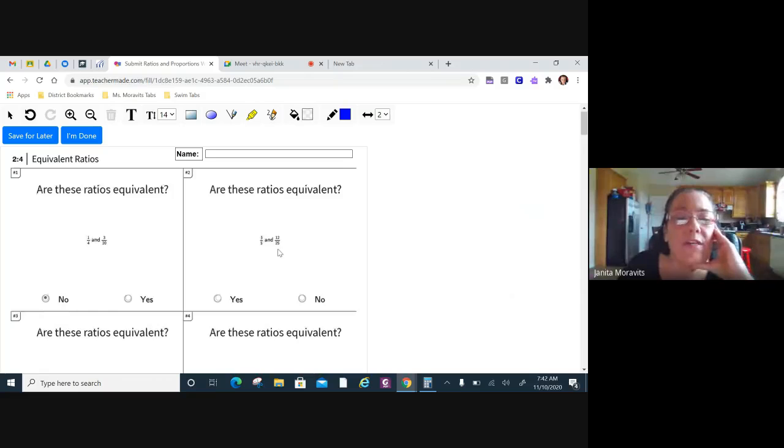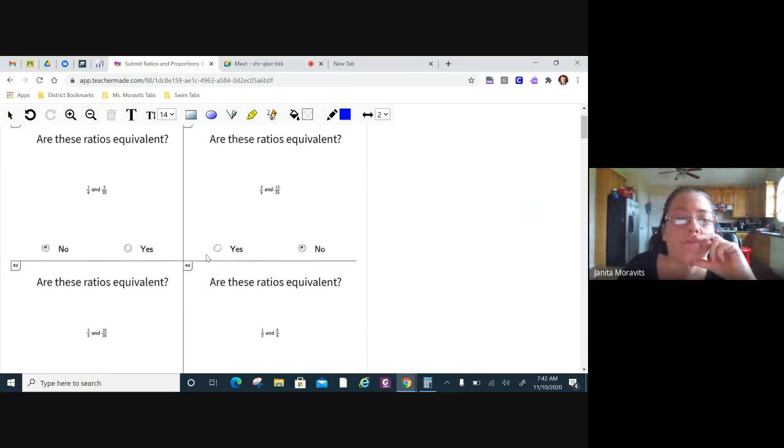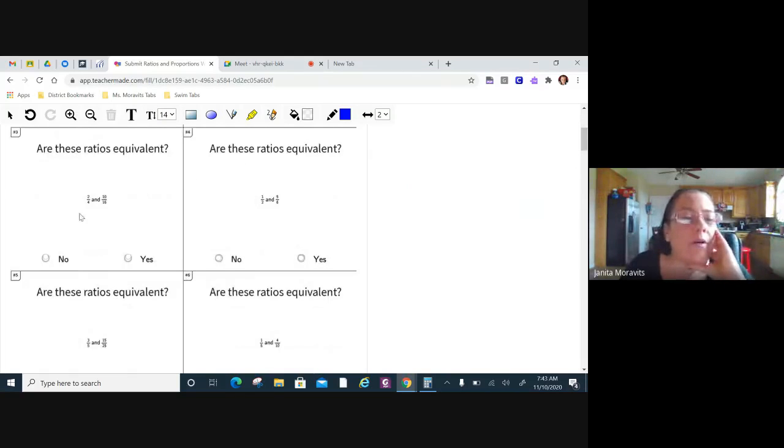Let's look at 3/5 and 12/25. Well, if we cross multiply 3 times 25, that's 75. And 5 times 12 is 60. So 60 is not the same as 75. So these ratios are not equivalent. All right. Let's look at this one right here. 4 times 10 gives us 40. 2 times 16 gives us 32. Well, 40 and 32 are not the same thing. So no, that's not equivalent.